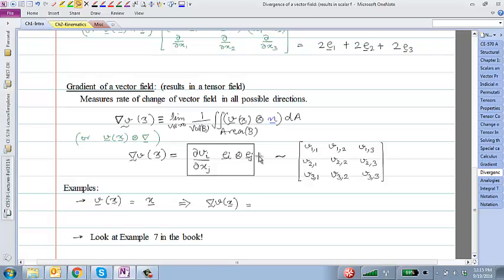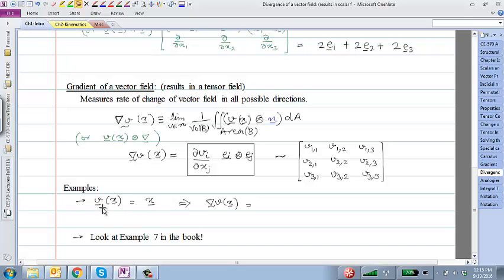It's a tensor, actually 9 possible tensors, depending upon the values of I and J, right? So e_i dyad e_j gives me the 9 possible components of this resulting tensor. Each one of those components is nothing but partial v_i with respect to x_j. So v1 with respect to x1, v1 with respect to x2, and so on. That's what a gradient of a vector field does. So let's take a look at this.